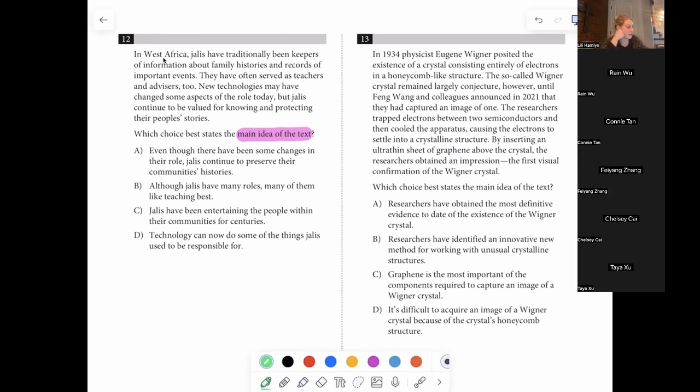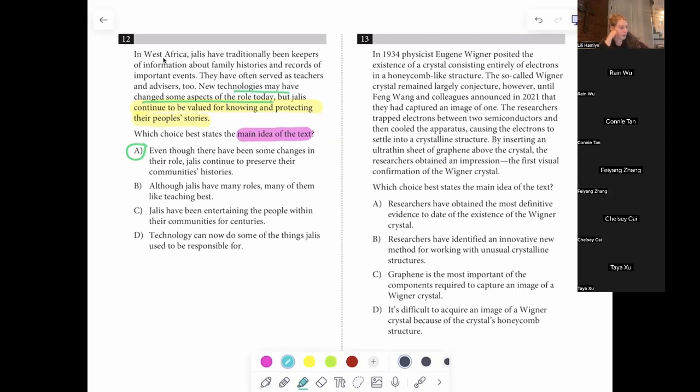Yeah, exactly right. It's A. So even though there have been some changes, new technologies may have changed some aspects, they continue to preserve the history. Here it's the same idea in different words: continue to be valued for knowing and protecting the people's stories, i.e. their history. All right, great. We'll do one more example together and then I'll give you some practice to do on your own.